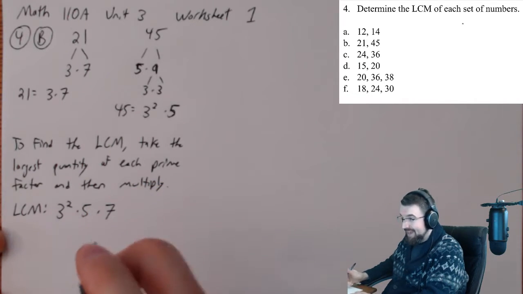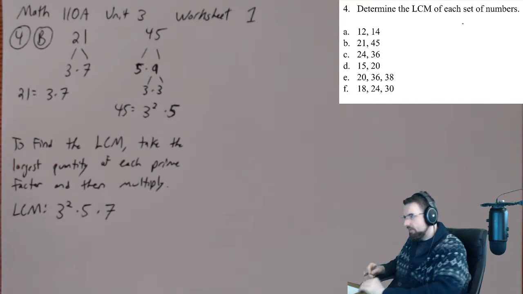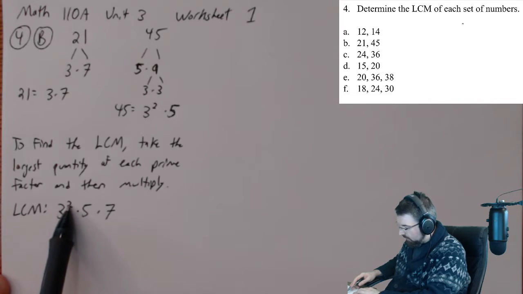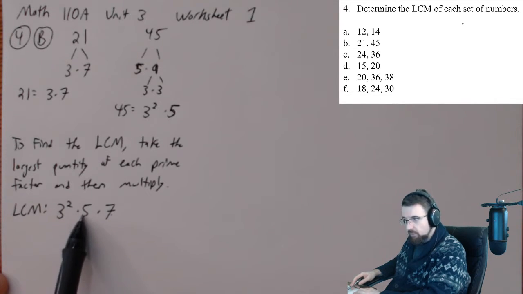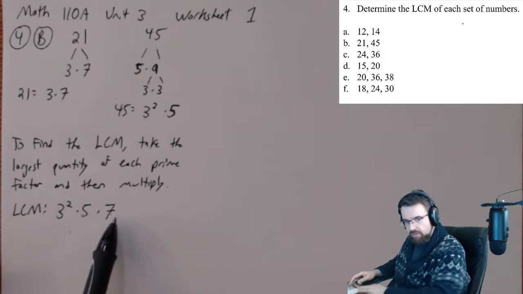The reason the order doesn't matter is because it's multiplication, and multiplication is commutative. It's a fancy way of saying the order doesn't matter. Either way, what we've got is 3 squared times 5 times 7. 9 times 5 is 45. 45 times 7 is, what, 90 times 3.5? 270 plus 45, 315?